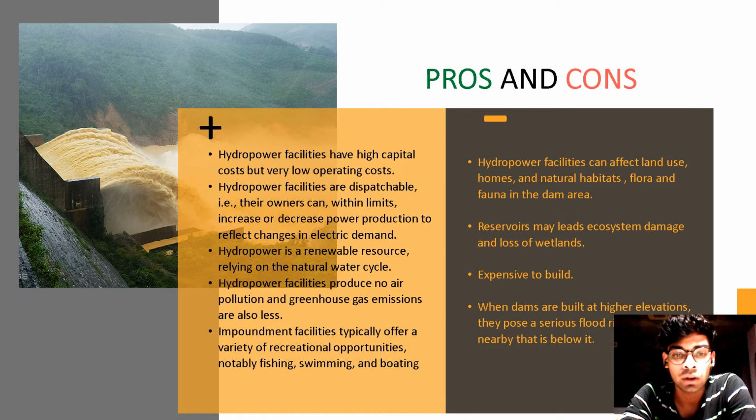Impoundment facilities typically offer a variety of recreational opportunities, notably fishing, swimming, and boating. But there are also some negative effects of these hydropower facilities. Some of which are, hydropower facilities can affect land use, homes, and natural habitats of flora and fauna in the dam area. Reservoirs may lead to ecosystem damage and loss of wetlands. These are very expensive to build. When dams are built at higher elevation, they pose a serious flood risk to any town nearby that is below it.